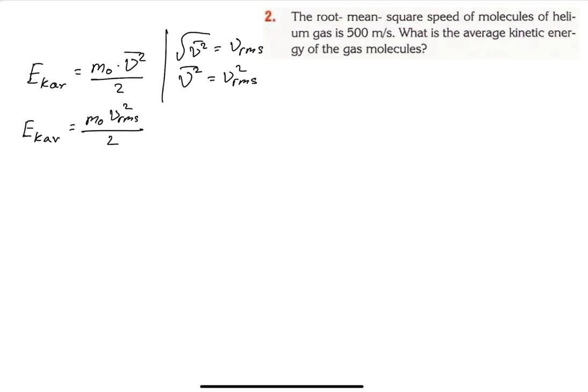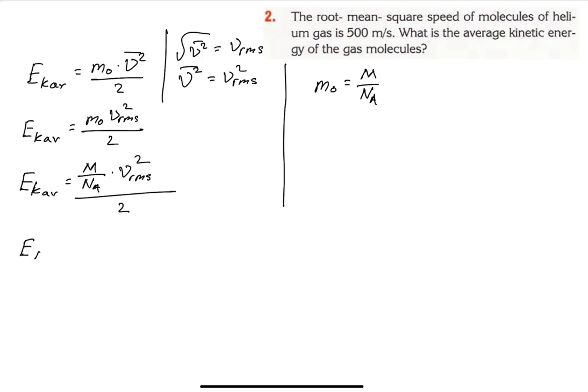And here molar mass is given, but m0 is not given, but we can define it from another equation. We know that m0 is equal to molar mass over Avogadro's number, and so that's it. So the average kinetic energy will be equal to molar mass over Avogadro's number times V_RMS squared over 2.